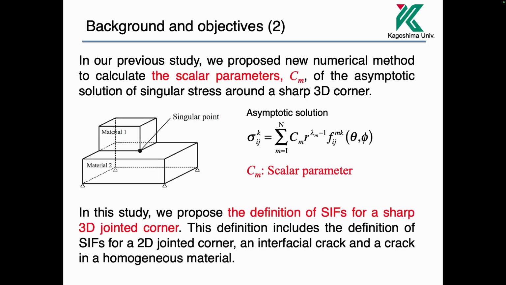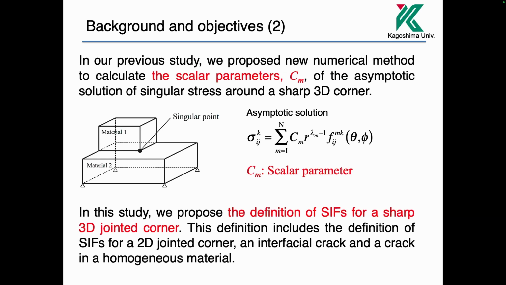And in our previous study, we proposed a new numerical method to calculate the scalar parameters, Cm, of the asymptotic solution of the singular stress around the sharp 3D corners like this. So the asymptotic solution is expressed like this. So I will talk about this later.